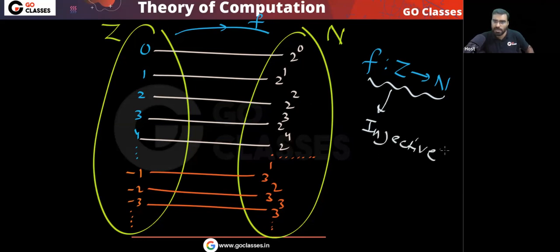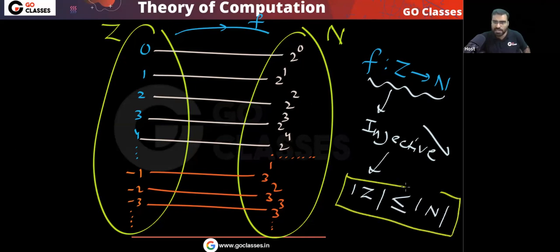This is injective. And because this is injective, what does that mean? That means the size of the integers is less than or equal to the size of the natural numbers. Yes or no? Now you tell me, what have we done? We have proved that the size of the integers is less than or equal to the size of the natural numbers.